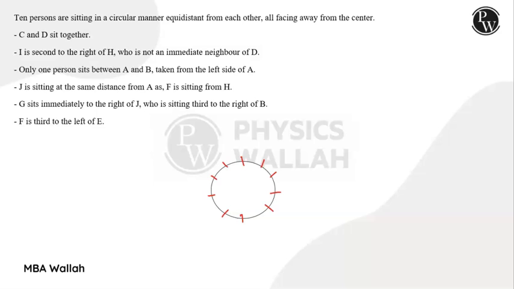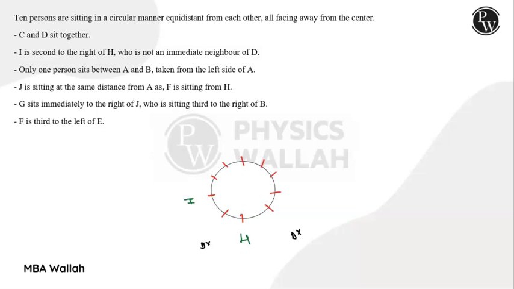It says I is second to the right of H, who is not the immediate neighbor of D. If I say H is sitting here, then the right hand side will be towards the right, and second to the right, I will be sitting here. And we know that D is not the neighbor of I. So we will mark D is not possibly sitting here.